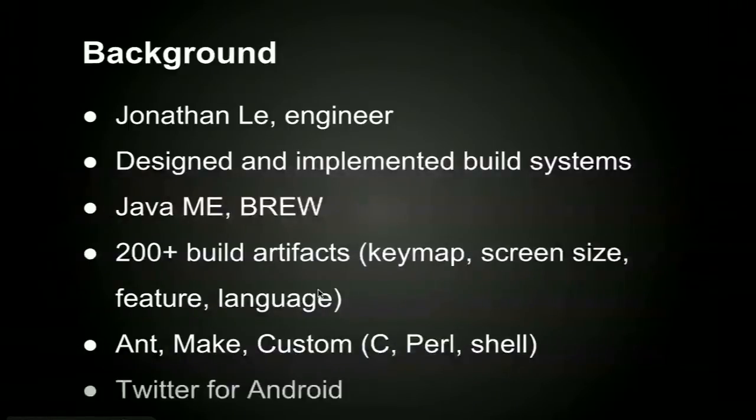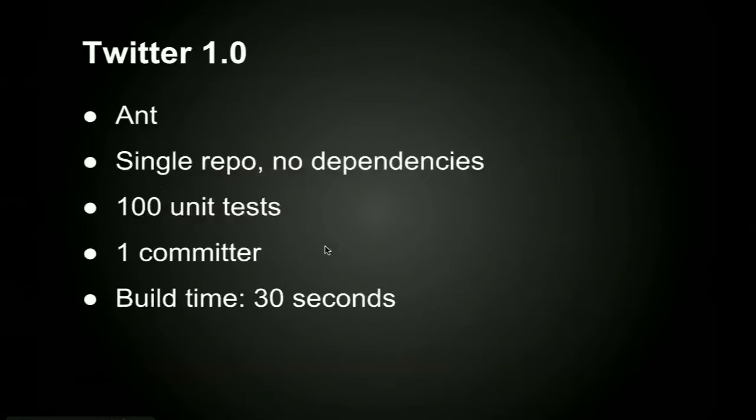And I also built Twitter for Android. So Twitter for Android, if you don't know, is a critically acclaimed, widely used, phenomenal app that everybody loves. That's right. So here's a look at where we were before we moved. This is back in 2010. Very simple project, one committer, me, 100 unit tests, single repo, no dependencies, everything in one flat architecture. We're using Ant. Build time is 30 seconds. That's pretty good. That's not a clean build, but that's an incremental build. 30 seconds is not bad for each code change.